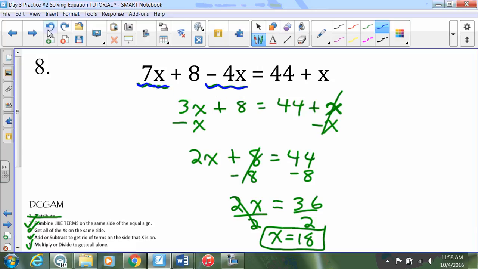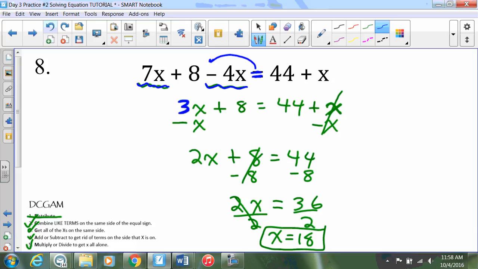Okay, so when you see two terms that you can combine on the same side of the equal sign, they're both on the left side, you just go ahead and do what they say to do. 7 minus 4, put it in your calculator, and you get a 3. The only time you're going to do the opposite is if you're trying to get rid of something and move it to the other side.